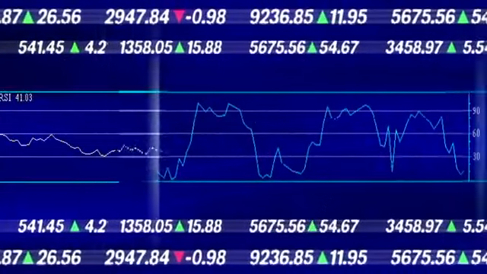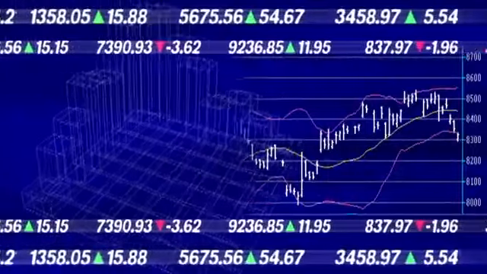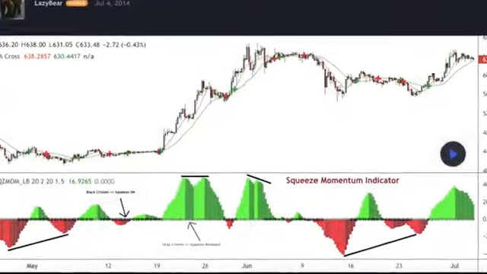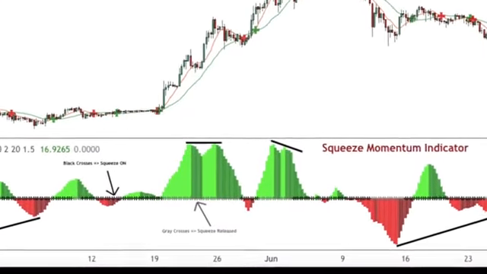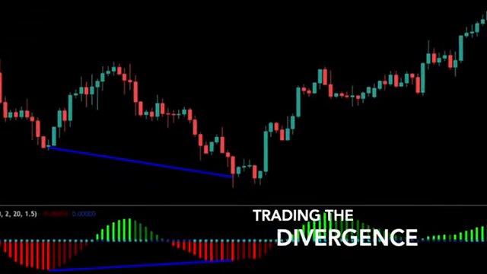Now, please let me start by explaining the regular ways to trade the Squeeze Indicator, and then I will show you how you can increase your win rate while trading it. According to Lazy Bear, there are two ways to trade the Squeeze Momentum Indicator. The first option is to trade the divergences. Basically, it is the same as the RSI divergence.